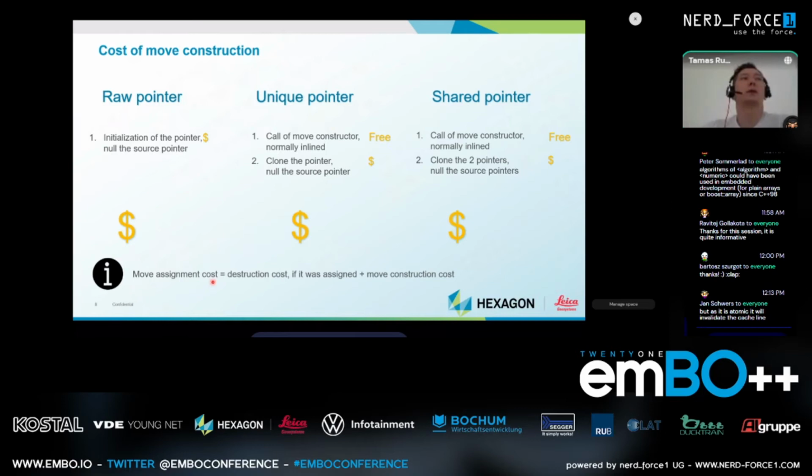For the move assignment cost, we can again use a formula similar to the one we used for the copy construction. If it was assigned, of course, then we have to destruct the object, and then we have to pay the cost of the move construction.